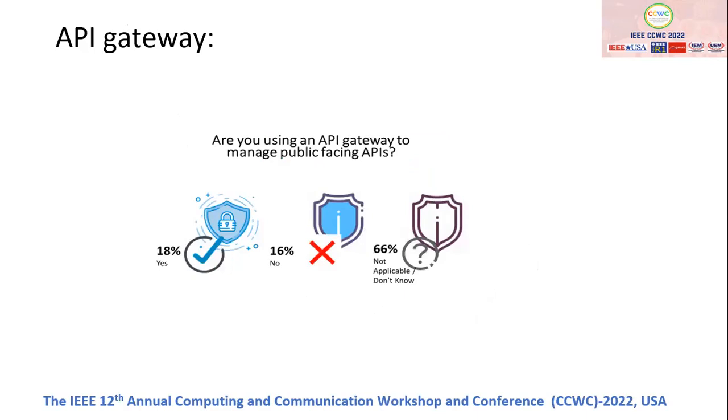And as we all know, using a gateway can enhance API security a lot. We asked the question to different participants, and we found only 18% are using an API gateway to manage APIs at the proxy level, such that they protect and enhance security. And 66%, which is the major proportion, don't use any API gateway, or they don't think it is applicable for their infrastructure, which is alarming.